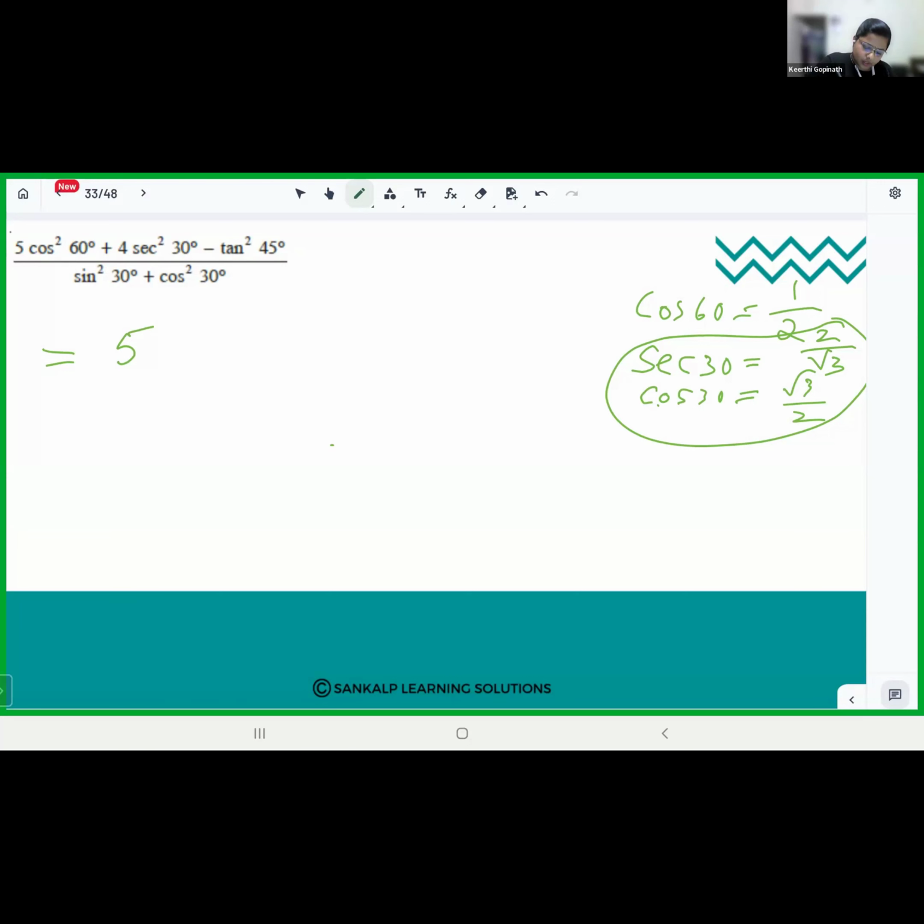Now consider tan 45. So we are finding out all these values in order to substitute them in the question. So tan 45 is equal to 1, right? Tan 45 is 1. Then what is sin 30? Sin 30 is equal to 1 by 2. And what is cos 30? Cos 30 is equal to root 3 by 2. Now what you have to do? You have to just substitute the values in that particular question. So I'm going to substitute the values.